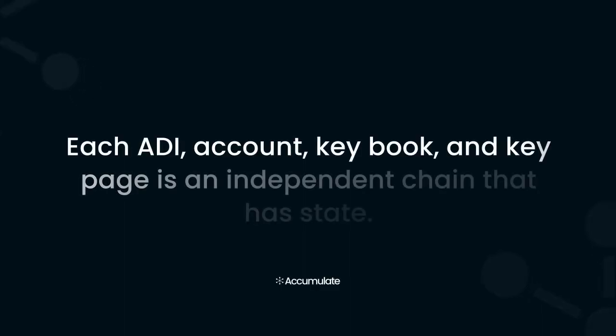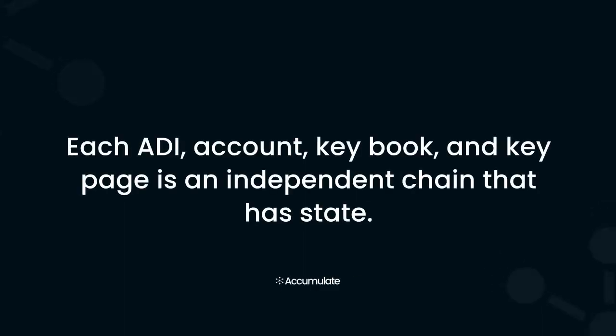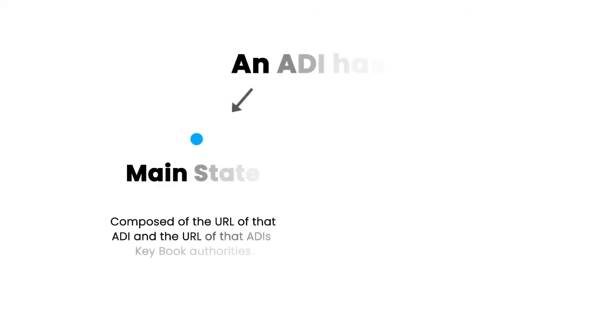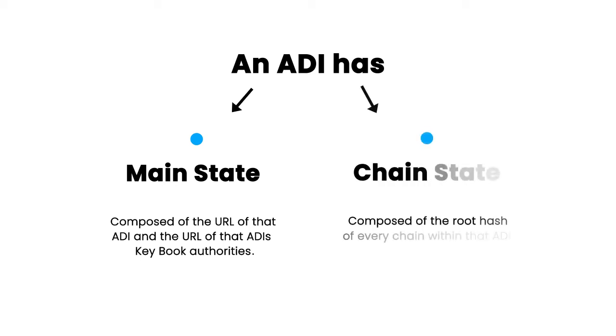You can also read more about Accumulate's keybooks and key pages in previous videos or in a white paper. Every ADI, account, keybook, and key page is an independent chain that has state. An ADI has a main state that's composed of the URL of that ADI and the URL of that ADI's keybook authorities, and also a chain state that's composed of the root hash of every chain within that ADI. The main state plus the chain state is what we call the identity state.